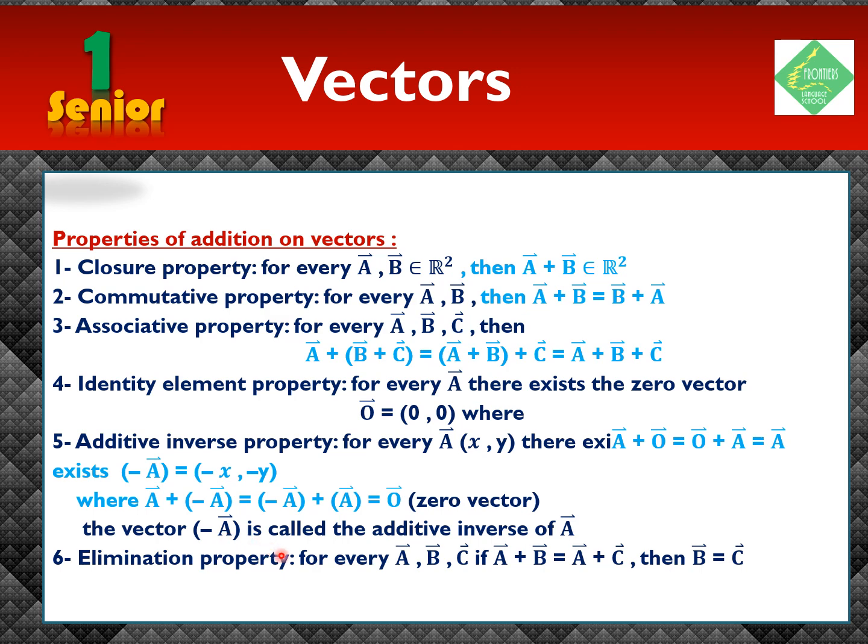What is the elimination property? If you have A plus B equals A plus C, eliminate A from the right hand side and A from the left hand side, you will get B equals C.